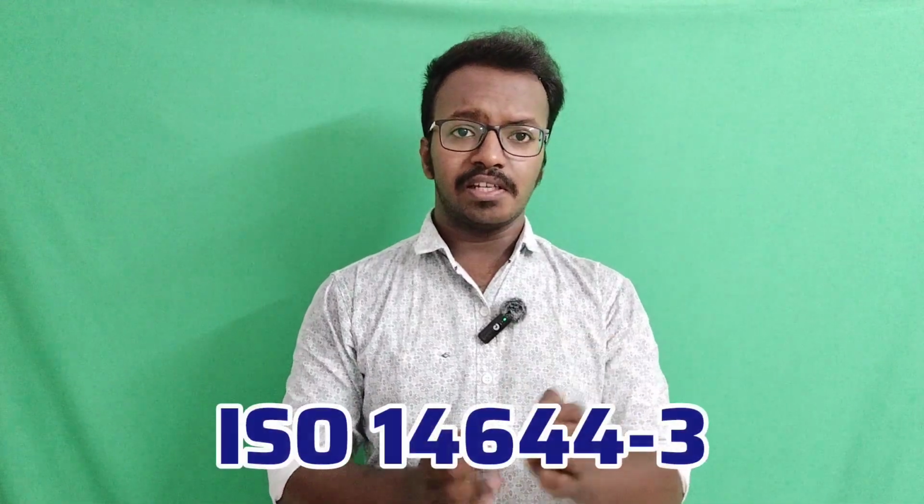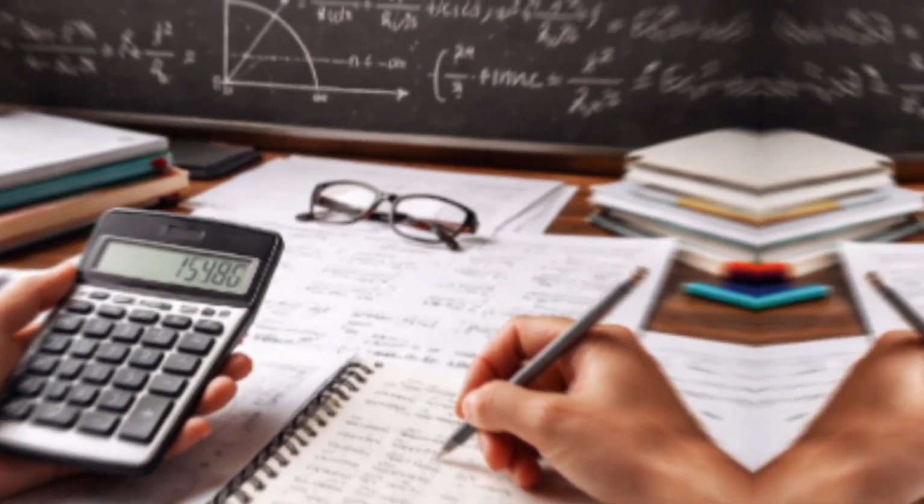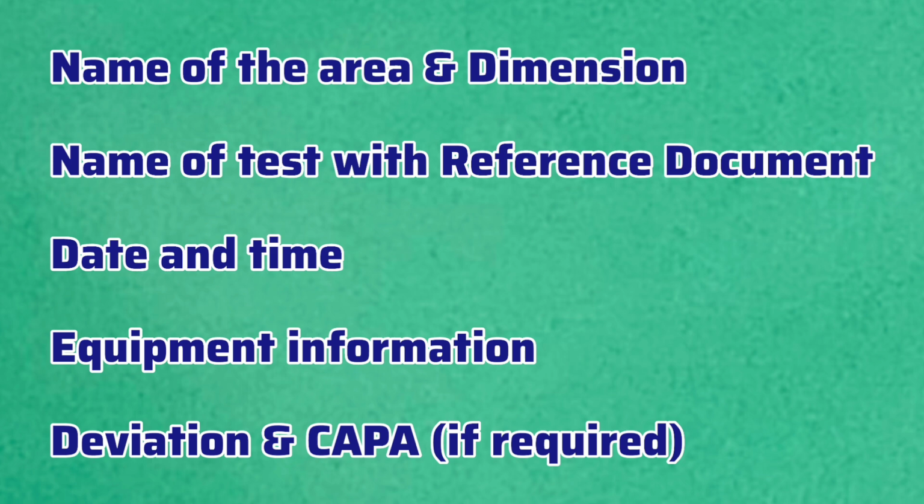The next one, Part 3, plays an important role in the operational qualification of clean rooms. It defines the test methods to verify clean room performance after installation. What parameters should be verified for clean room qualification? Air pressure difference test, airflow direction and visualization test, temperature, humidity and RH verification, lighting and noise level evaluation, etc. The result of each test shall be recorded in the test report with the following information: grade of the area and dimension, name of the test along with the reference document, and equipment information. If there is any deviation, that also needs to be mentioned in the report.